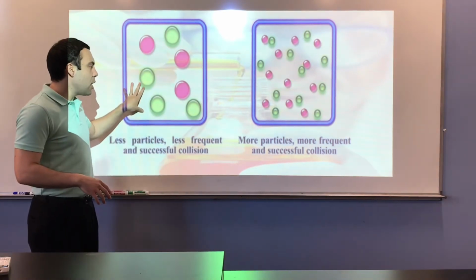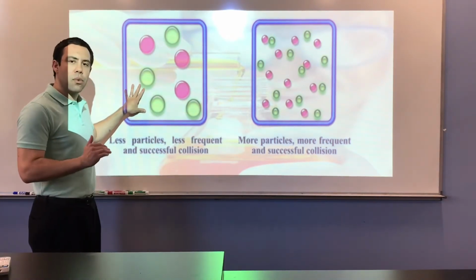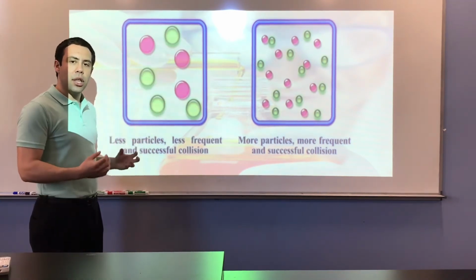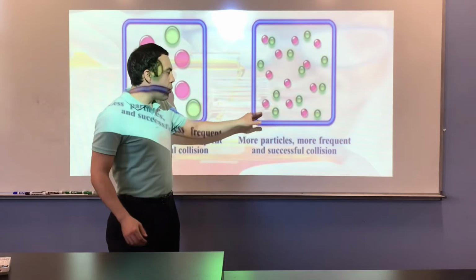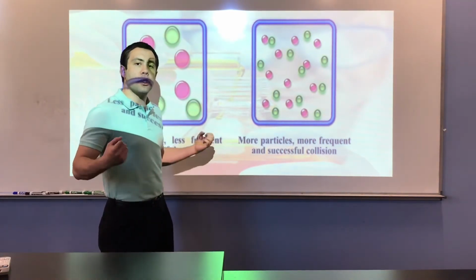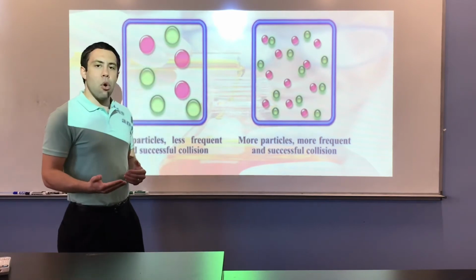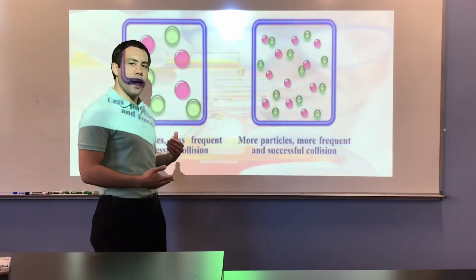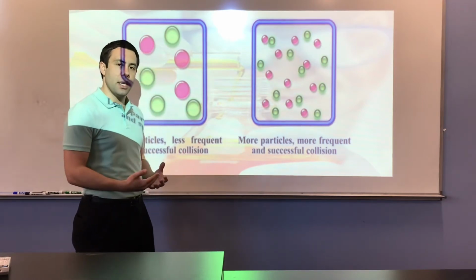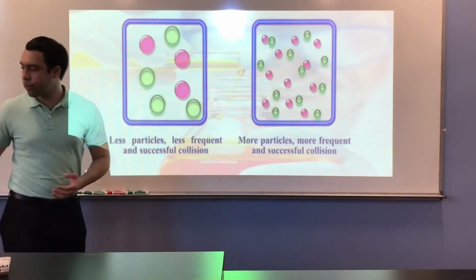The container on the left will have a lesser rate of reaction because there are fewer particles to collide. The container on the right will have a greater rate of reaction because there are more particles to collide. Remember, in order for a chemical reaction to take place, you need an effective collision with proper speed and orientation.